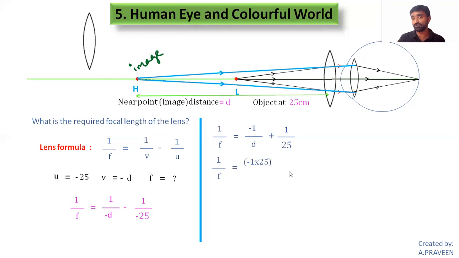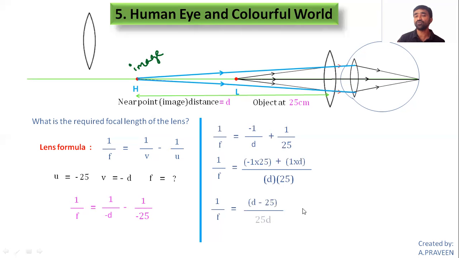Okay, cross product of numerators, 25 into minus 1 and 1 into d only. Why? 25 into d is 25d, or d into 25. Then solving: 1 by f is equal to the first positive term 1 into d, the next negative term minus 25, by d into 25, that is 25d.